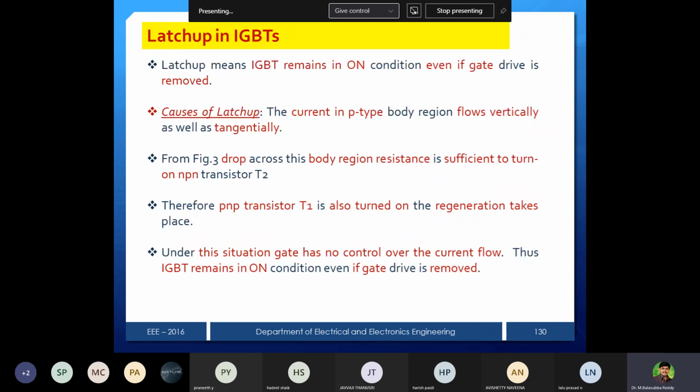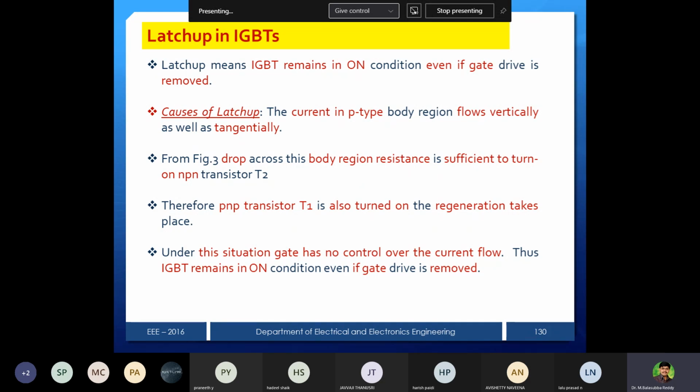And the latch up in IGBT. There is a small concept here. Latch up means the device remains in the on condition even if the gate is removed. This phenomenon we normally notice in the case of SCR, because once the SCR is turned on, the device will not be turned off unless the current through the device falls below the holding current. Here, the IGBT remains in the on condition even if you remove the gate pulse. In the SCR also, if you remove the gate pulse, the device remains in the on state. That is our process in the case of SCR.